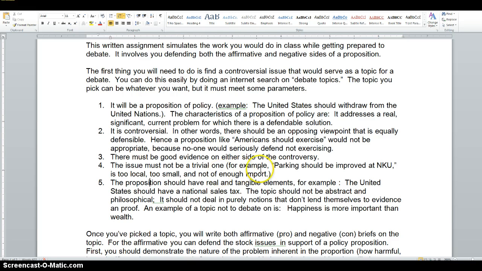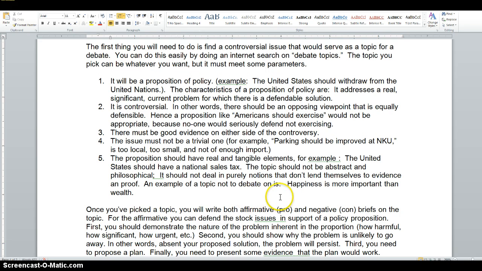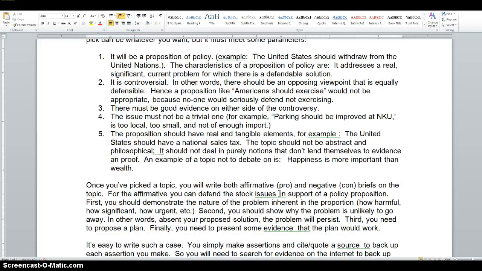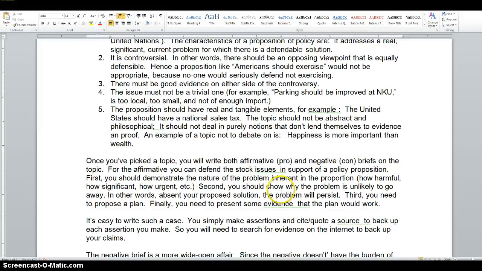The proposition should have real and tangible elements. For example, the United States should have a national sales tax. The topic should not be abstract and philosophical. It should not deal in purely notions that don't lend themselves to evidence and proof. For example, a topic not to debate is "happiness is more important than wealth." Okay, that'd be a nice philosophical debate, but not necessarily a good example of what we're talking about.